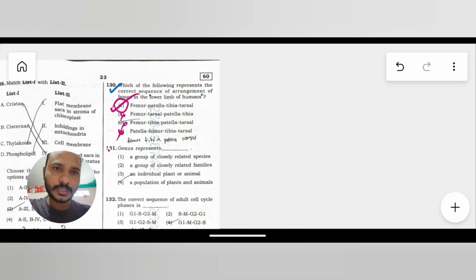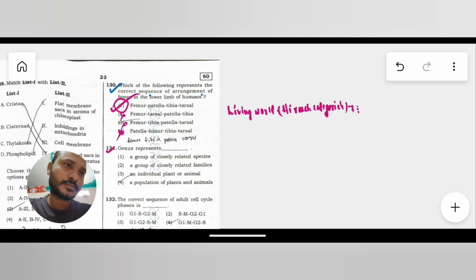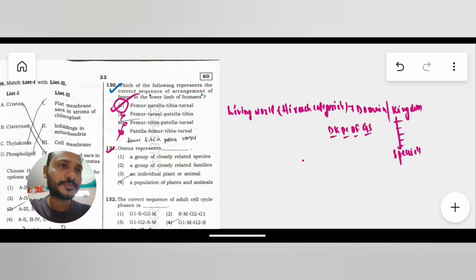So next one: genus represents what? These questions, framed from the living world, mainly focus on hierarchical categories. In the previous video lecture we discussed these hierarchical categories, which generally start from domain, or sometimes from kingdom, and end with species. In between we have different categories. We can remember this as one formula: DK PC OF GS, like Police Constable, like Dinesh Karthik.